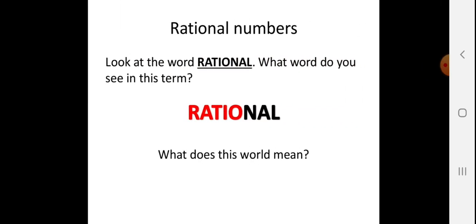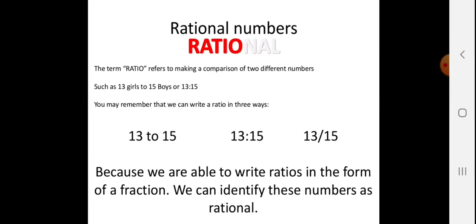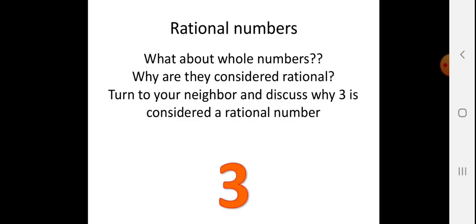Rational number. Look at the word rational. What word do you see in it? Ratio. What does this word mean? The term ratio refers to making a comparison of two different numbers, such as 13 girls to 15 boys, which is 13 is to 15, or you can also write 13 upon 15. You may remember that we can write a ratio in three ways: 13 to 15, 13 is to 15, 13 by 15. Because we are able to write a ratio in the form of a fraction, we can identify this number as a rational number.